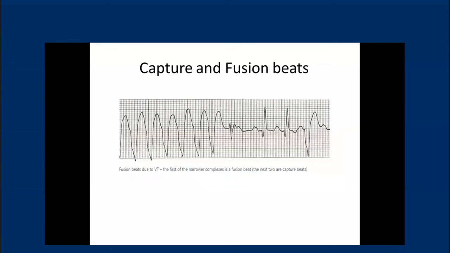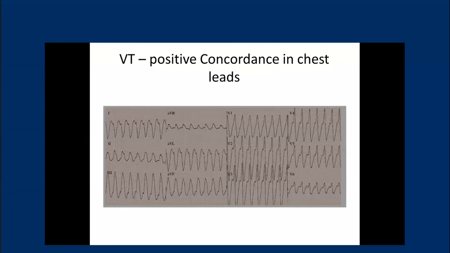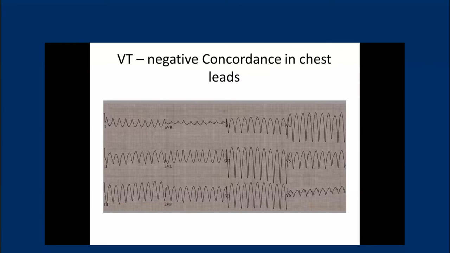And we can also see capture beats. The first altered QRS complex is a fusion beat, and these are captures. The fusion beat is a mix of the wide complex tachycardia and the normal conduction, and the capture beats are normal rhythm QRS complexes that are conducted within the tachycardia. And the other is the presence of concordance, be it positive or negative, that's also suggestive of ventricular tachycardia.